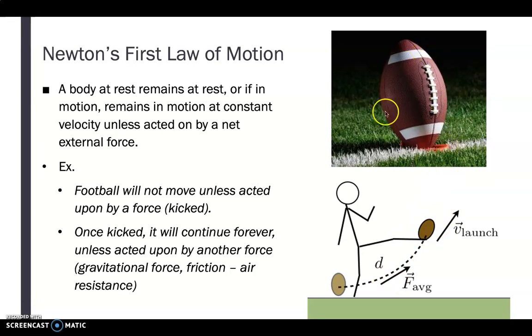So something will stay at rest unless it is acted on by another force, or it'll stay in motion unless it's acted on by another force that will slow it down.